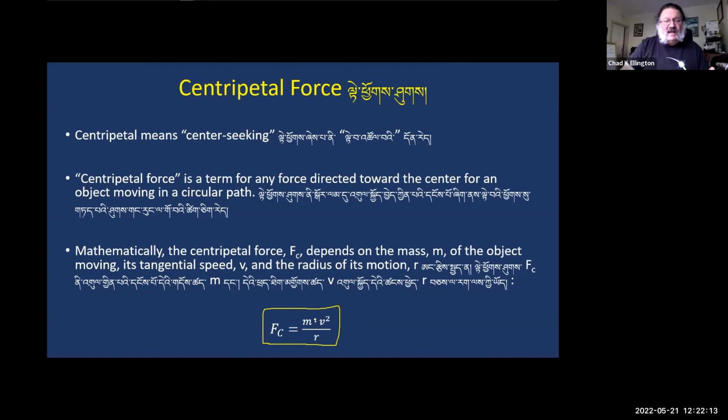Some of you might recognize this of, hey, wait a minute, I have force in this equation and it equals mass times something else. We can recall Newton's second law is that force is mass times acceleration.